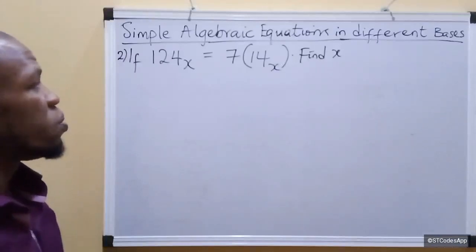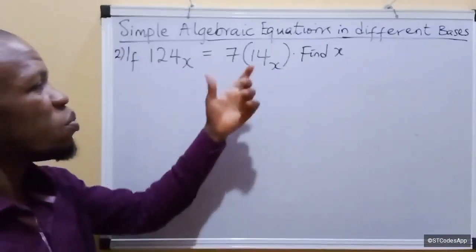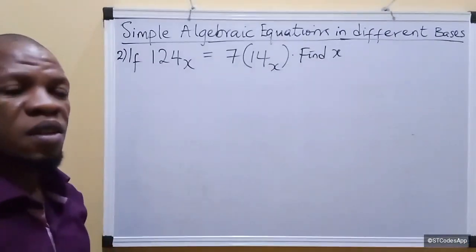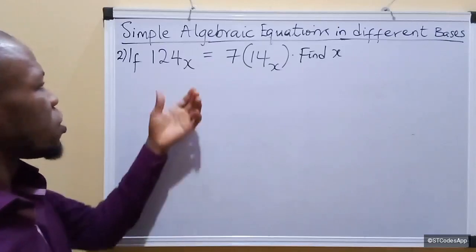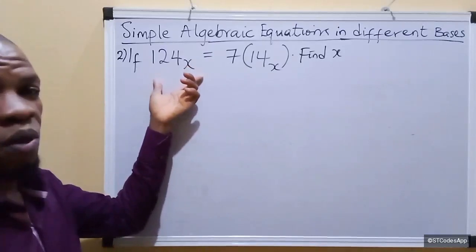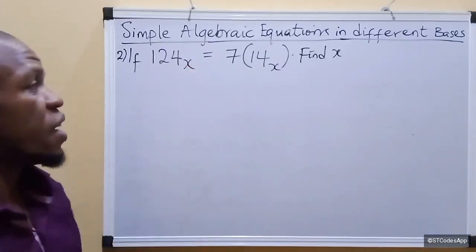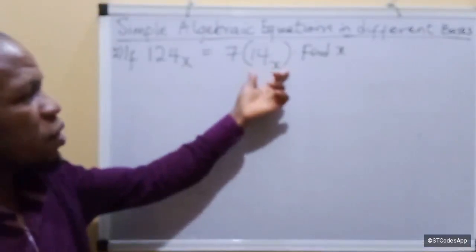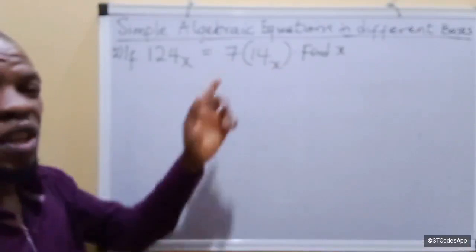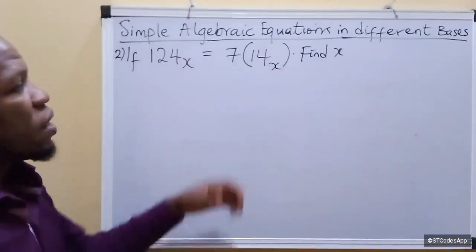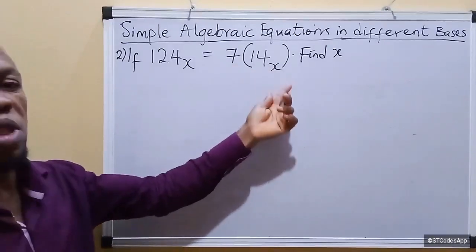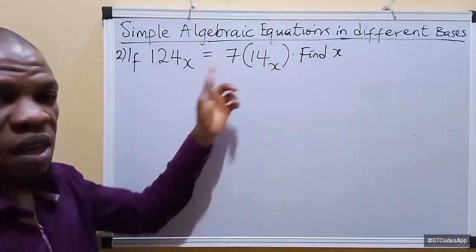If 124 in base x is equal to 7 in bracket 14 in base x, find x. So we are going to convert this number, which is in base x, that is unknown to us, to base 10. And we're going to do the same thing with this 14 that is in bracket, which is in base x. Now the 7 outside the bracket is a number in base 10. That is why they brought it outside the bracket. So it is not having the same base as 14. So this is in base 10. Let's have that in mind.